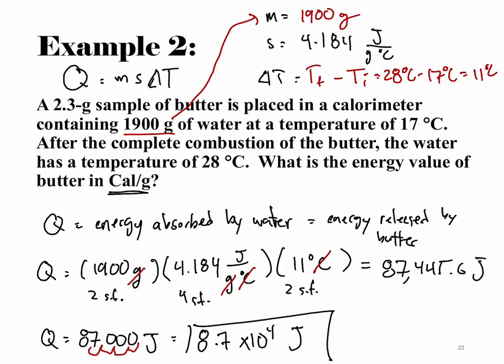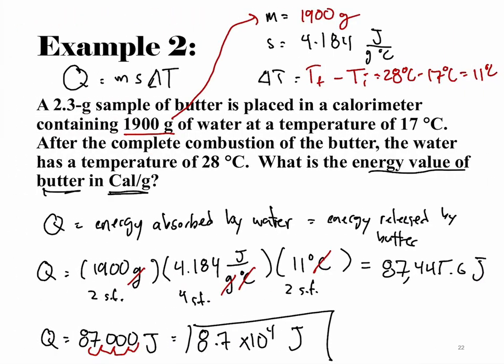All right, so that gives us the energy absorbed by the water, right? But we're not done yet because we want to find the energy value of the butter in calories per gram, right? So we still have to go from this to uppercase calories per gram. We still need to do that, so that's going to go on the next page.